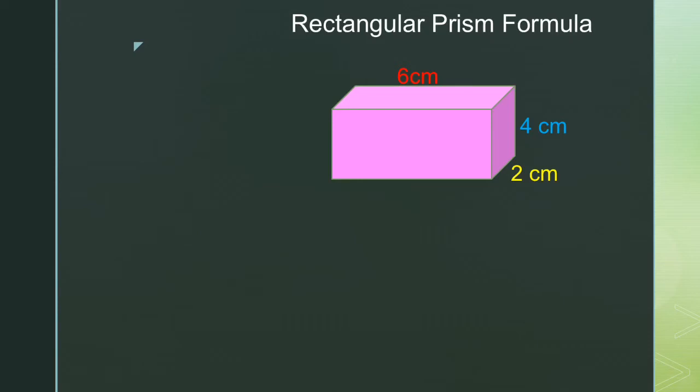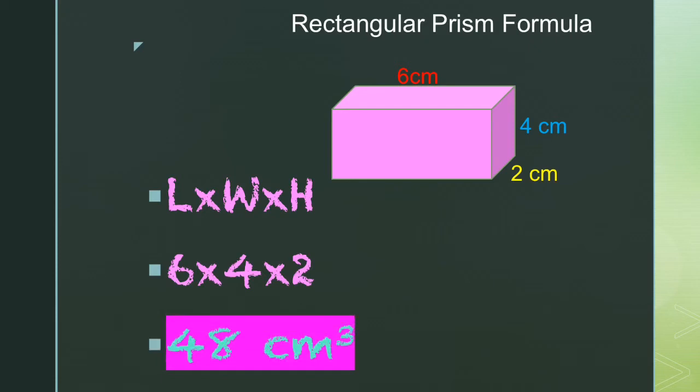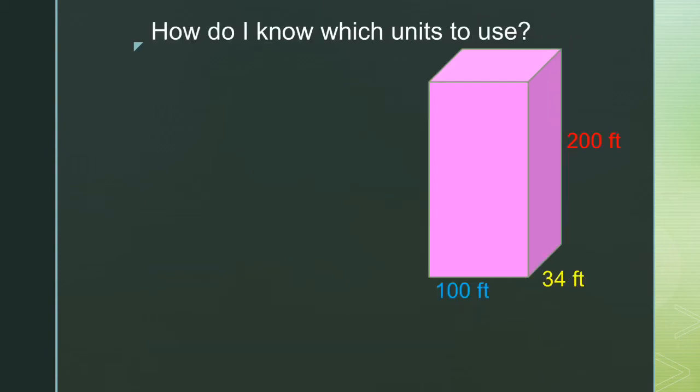Let's look at another one. Here we have this pink rectangular prism. It's 6 by 4 by 2. Which is the length, the width, and the height? It does not matter. They're interchangeable in this case because we're only multiplying, and that makes it commutative. So I'll put them in this order, and then I just have to multiply them. And 6 times 4 times 2 winds up being 48. And notice how we display the answer, cubic centimeters, a little 3 as the exponent.